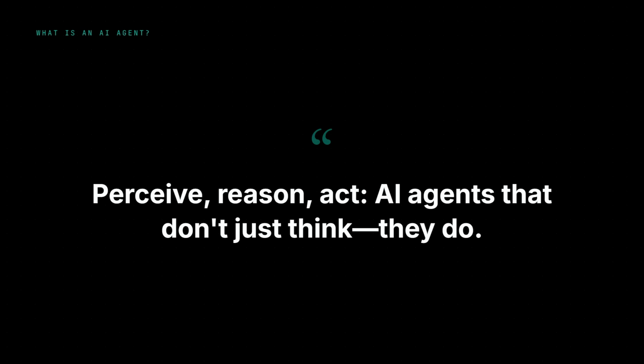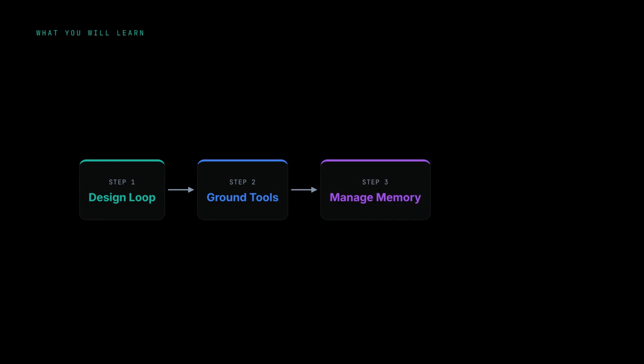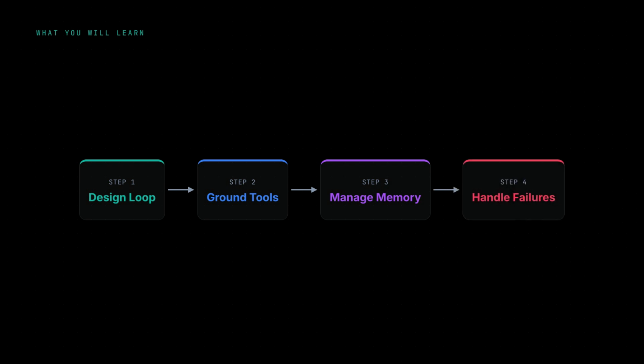AI agents fix this. An agent is an autonomous system that perceives what's happening, reasons about it using language models, and takes real actions, calling APIs, running queries, making decisions, to reach a goal. After this video, you'll understand how to design an agentic loop that doesn't spin forever, how to ground reasoning in real tools and data, how to manage memory so your agent doesn't forget context or waste tokens, and how to build failure handling that stops silent catastrophes.